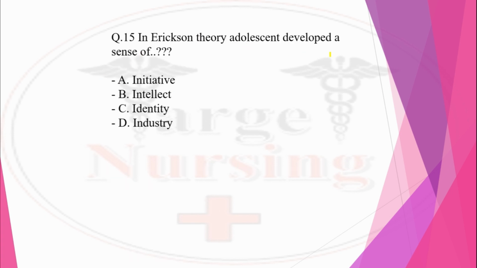In Erikson's theory, which is in pediatrics, adolescents develop a sense of: A is initiative, B is intellect, C is identity, and D is industry. So the right answer of this is identity. In Erikson's theory, adolescents develop a sense of identity because we are talking about adolescents.